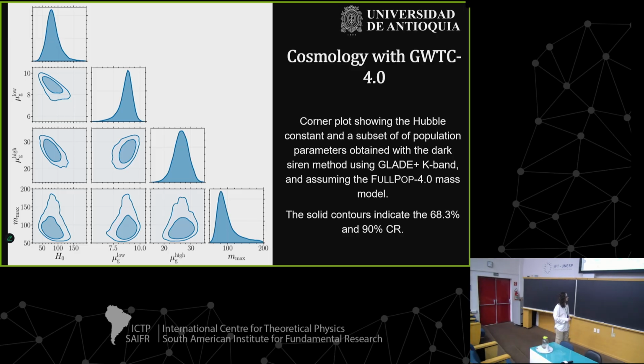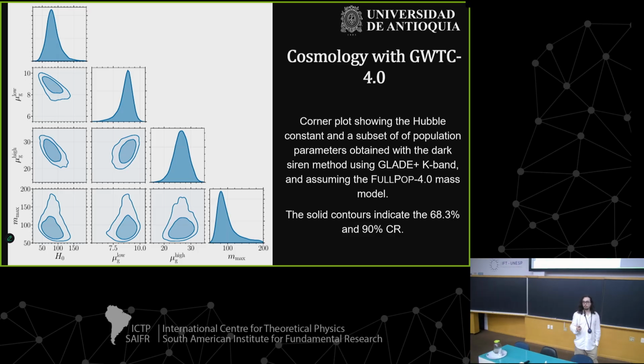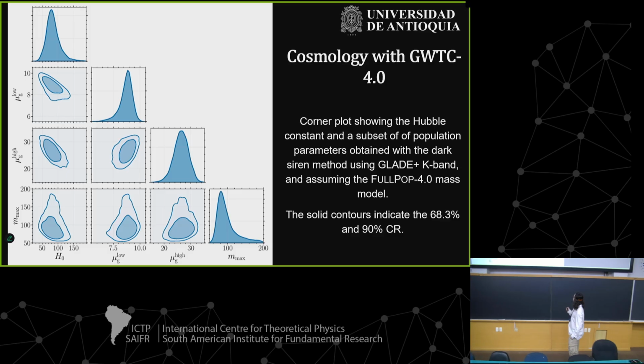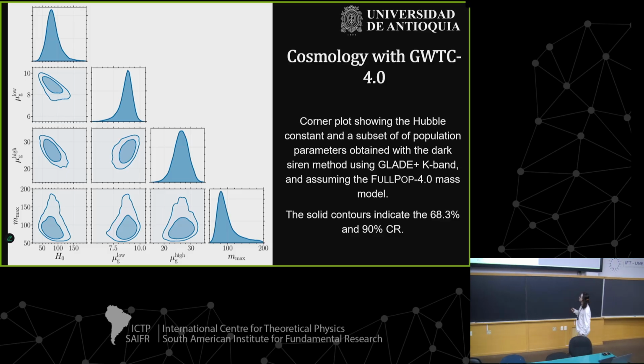This plot is shown, which is a reduced corner plot showing the constraints on H0, the location of the 2 peaks, and the maximum mass of the distribution. So these parameters are constrained this way. These are the 2D contour plots.